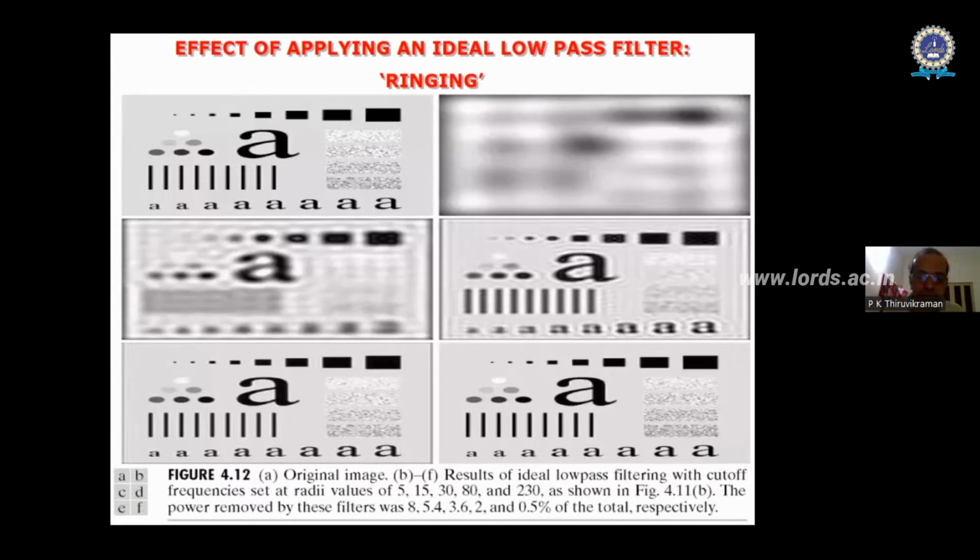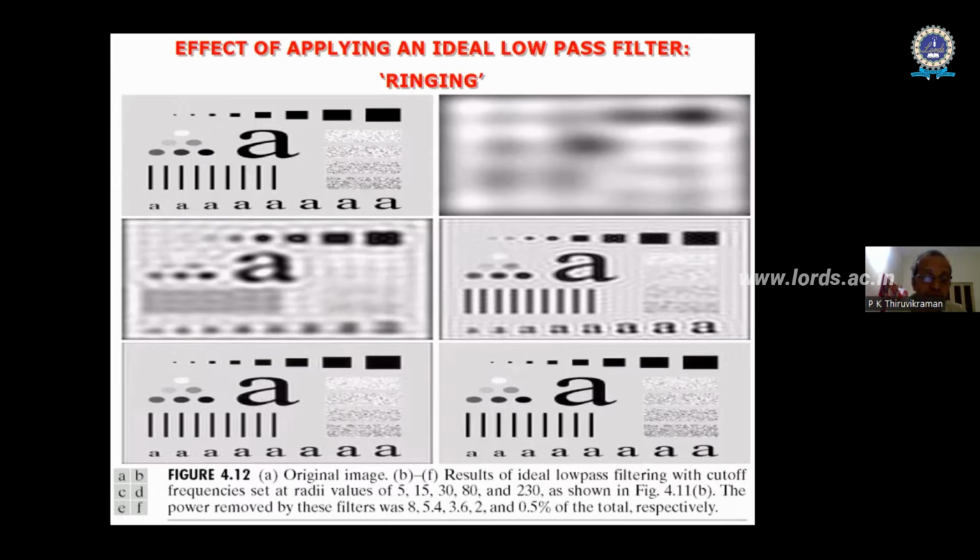Just to show some example. This is an example of averaging. The mask sizes are mentioned here. This is the original image in the top left corner. Then you take a mask of size 5 cross 5, or 15 cross 15, 30 cross 30, and so on.